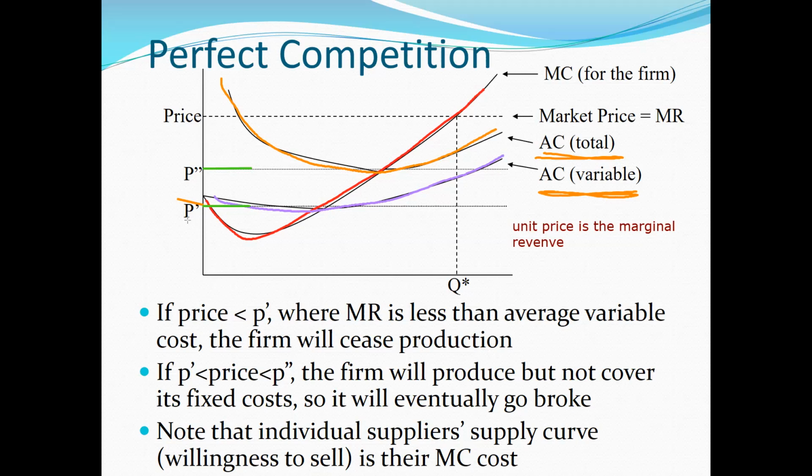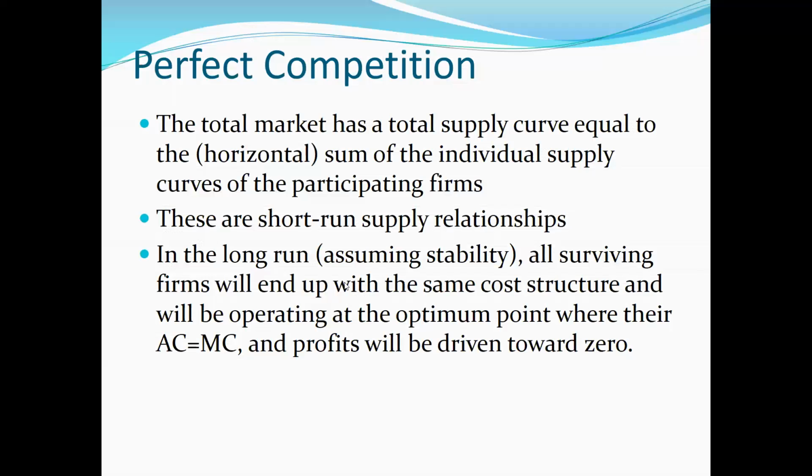Okay? Questions about this? Okay. So let's talk some more about perfect competition. The total market has a total supply curve equal to the sum of individual supply curves for the participating firms. So obviously, the total supply curve of the market is the sum of the individual supply curves of the participating firms. So these become your short-run supply relationships.